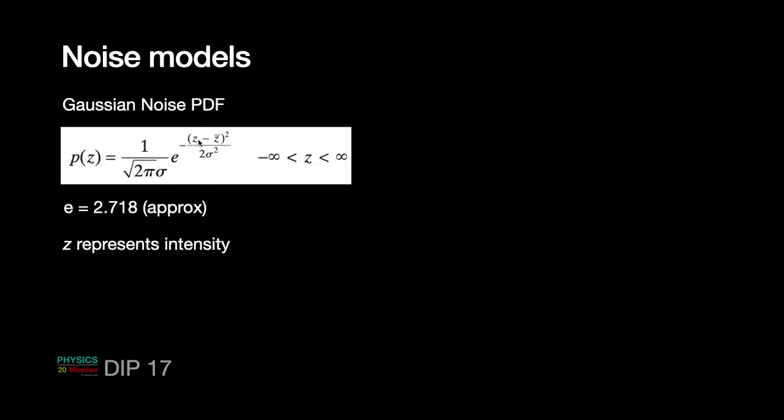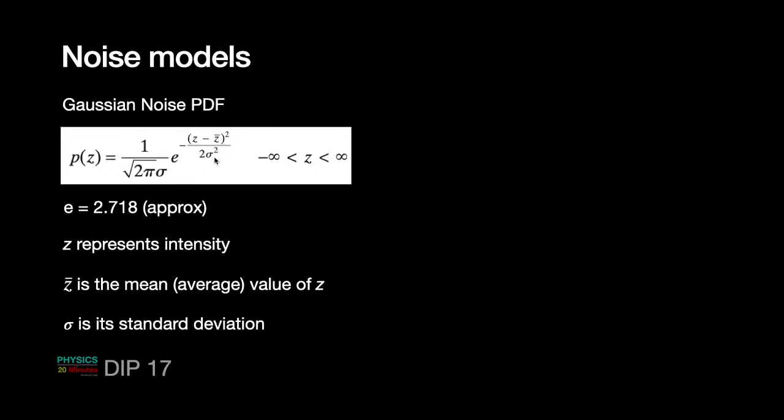Now remember, we are dealing with 8-bit images. The minimum value of Z will be 0. The maximum value of Z could be 255. Do remember that. So Z represents intensity. Z bar represents the mean value of Z. So between 0 to 255, you can have noise pixels of various intensity values, that is various Z values, which are governed by this equation. Z bar is the average value of Z. Sigma is the standard deviation.